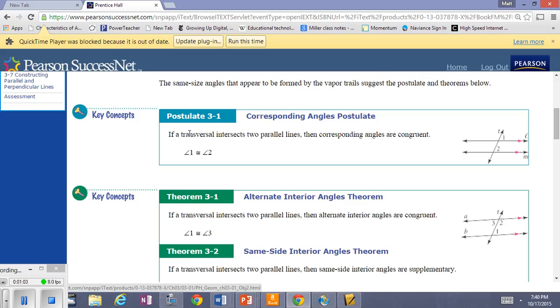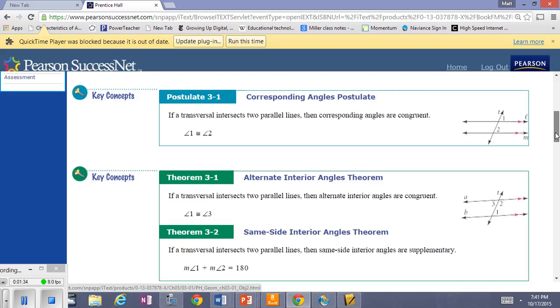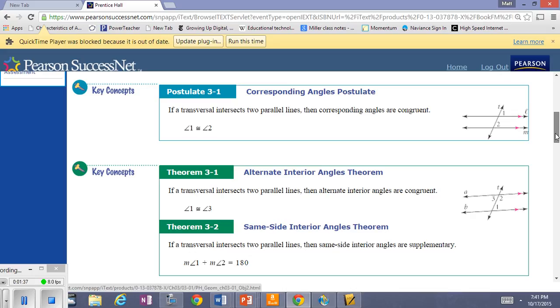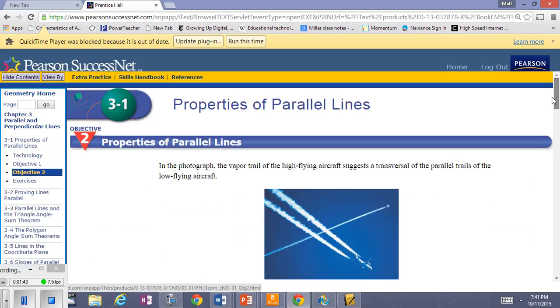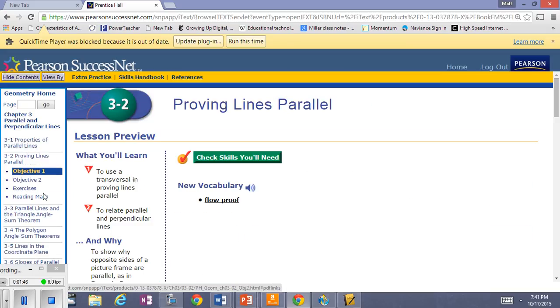and see that the converses are also true. So the postulate 3.1, which we've looked at: if the transversal intersects two parallel lines, then corresponding angles are congruent, okay? If a transversal intersects two parallel lines, then the alternate interior angles are congruent. And postulate 3.2: if the transversal intersects two parallel lines, then the same side interior angles are supplementary. So we're going to look at some proofs that follow from this, but right now we just want to look at the converse of these, which is basically what's going to be illustrated here in the next section, 3.2.